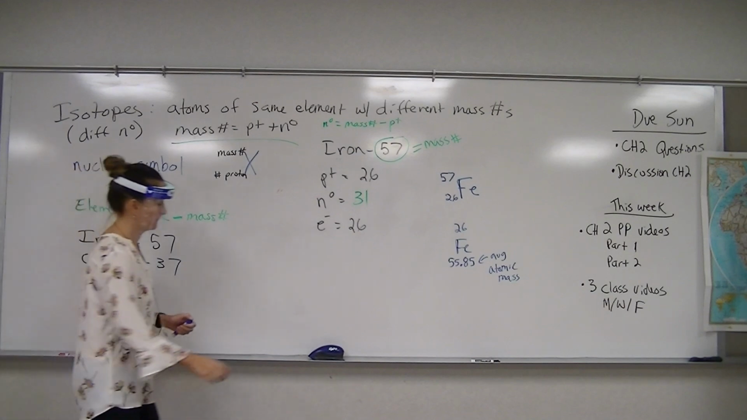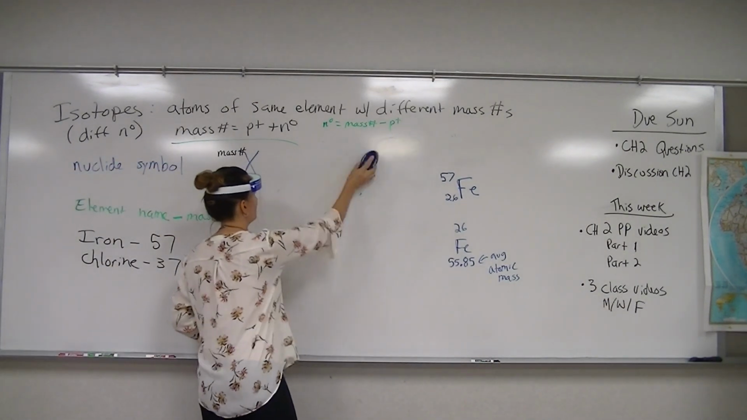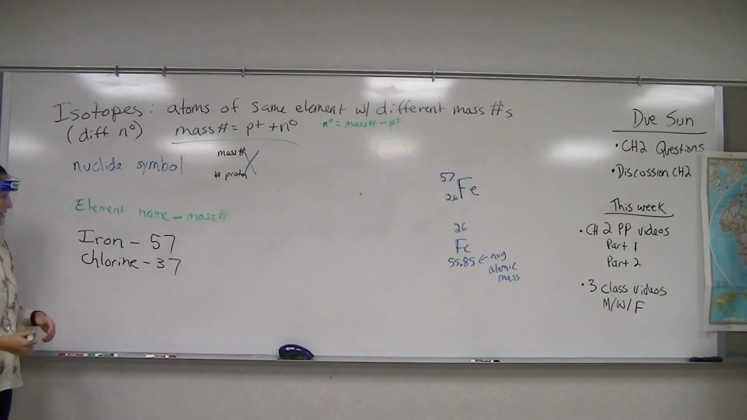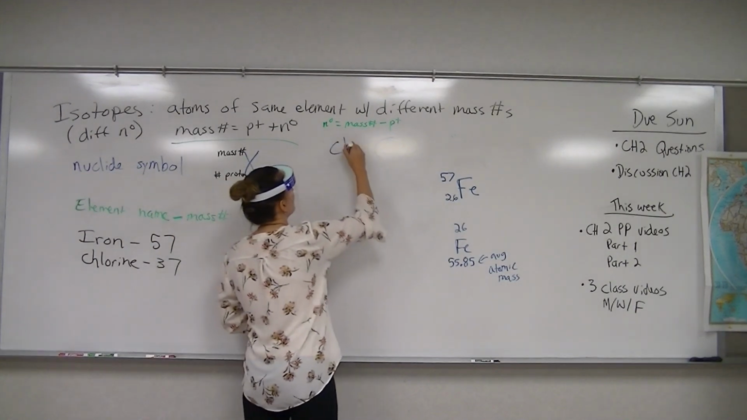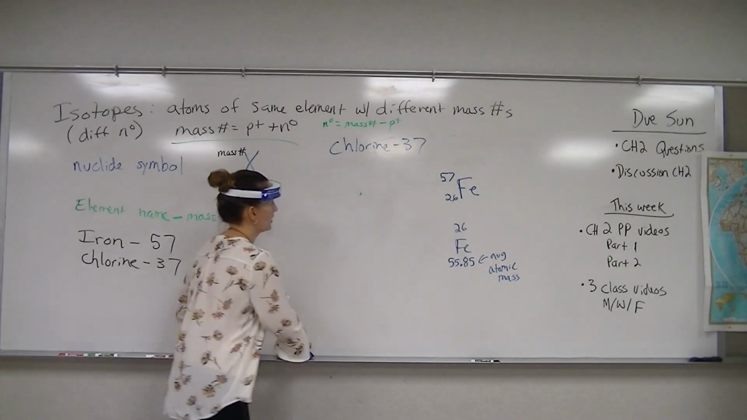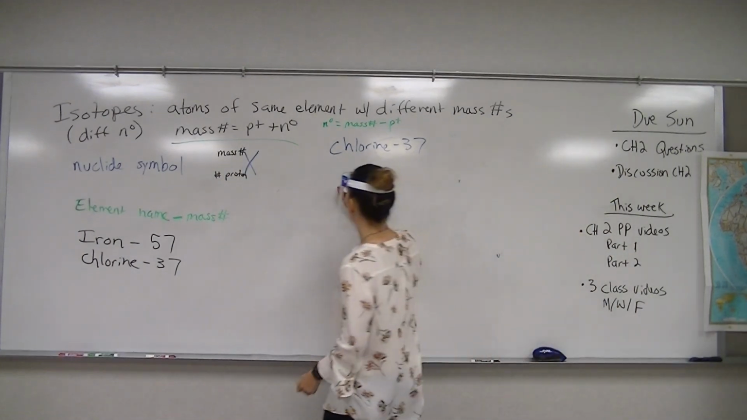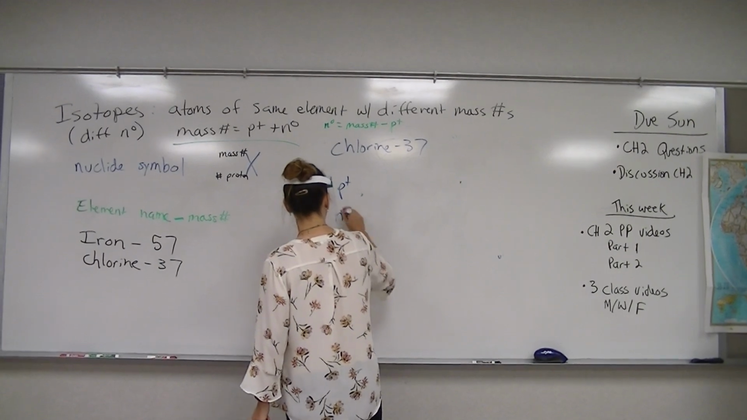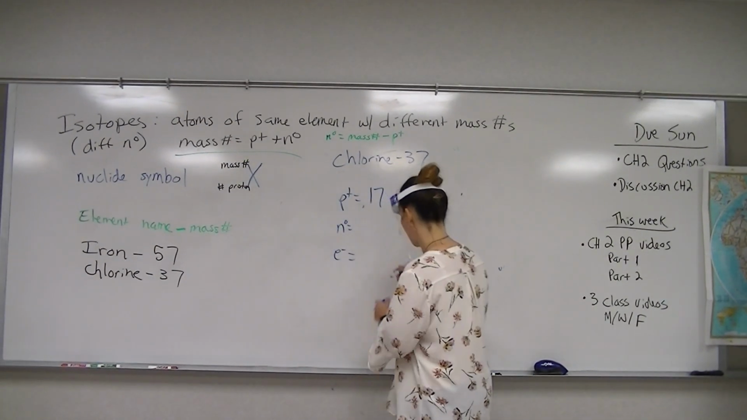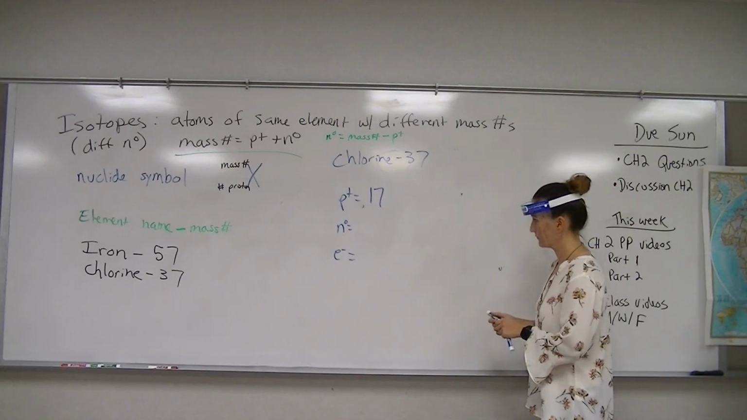All right. So let's do one more, and I'll see if there's questions, and if there's not, we'll move on to the next topic. So we're going to do chlorine 37 now. All right, so protons, neutrons, electrons. Go ahead. Protons is 17. Yep. Electrons is 17, and neutrons is 20.